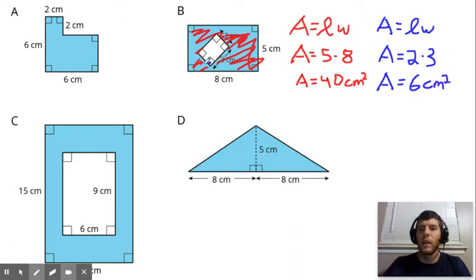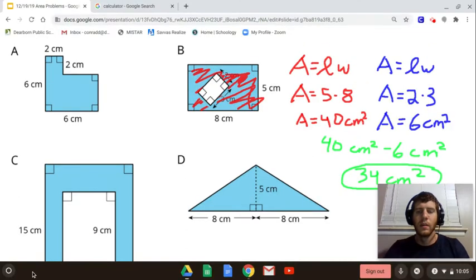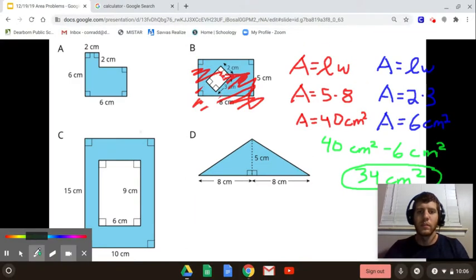We now need to subtract away the 6 centimeters squared from the 40. So 40 minus 6. 40 centimeters squared minus 6 centimeters squared is going to give us 34 centimeters squared. So that's going to be the area of our shaded region. The area of the whole big rectangle is 40. The area of the small rectangle is 6. So we need to subtract away that 6 to get the area of just the shaded region. Let's look at the next slide.